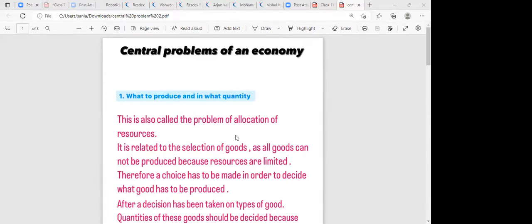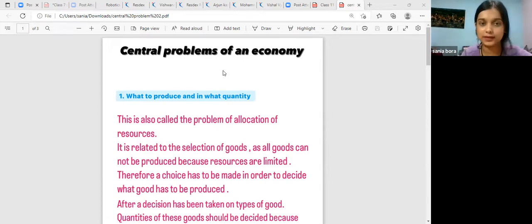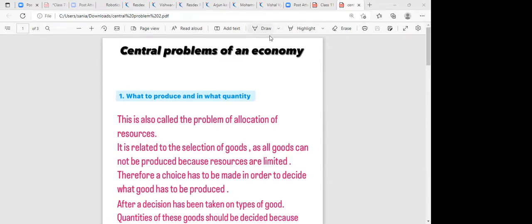Whatever I've written here, I've just tried to make in simple form. The answers and everything, I've just framed in a simple way. So this is what you have to learn. Okay, so let's just start.